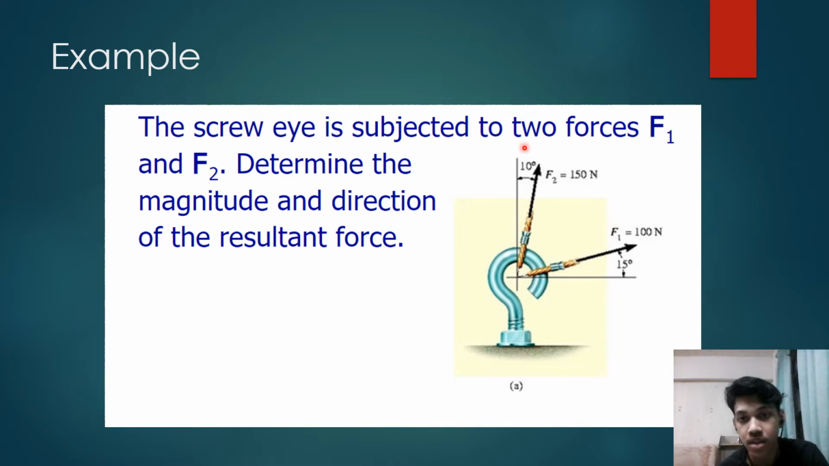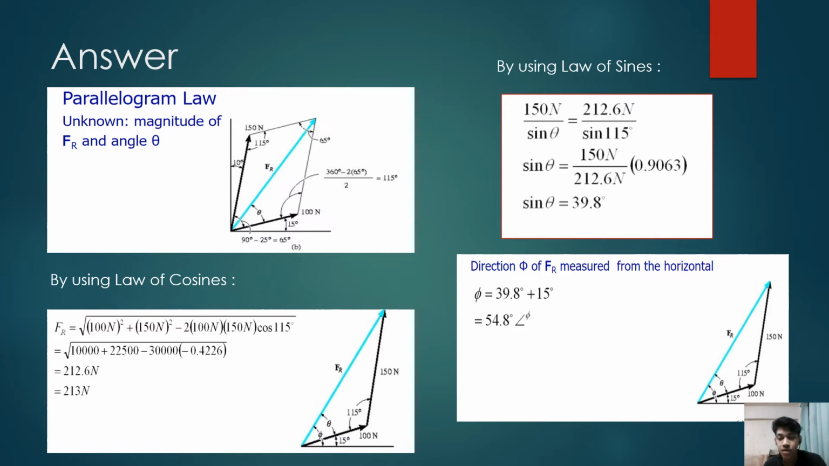So when we got this, we are going to solve it. This is the answer for the example. So basically we are using the trigonometry method. If we are going to use the trigonometry method, we must make a triangle first, because law of cosine or law of sine is only applicable if the object is in a triangle. So we make it become a triangle first, so we will get this diagram.